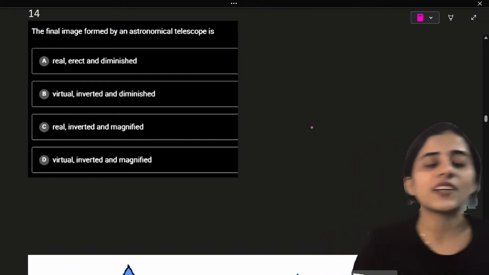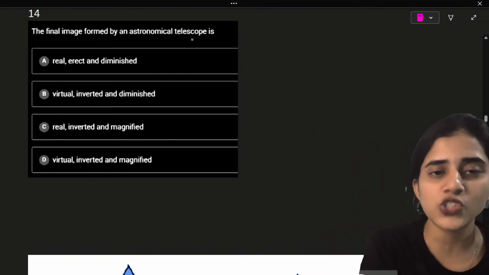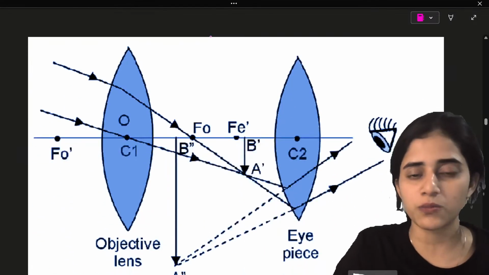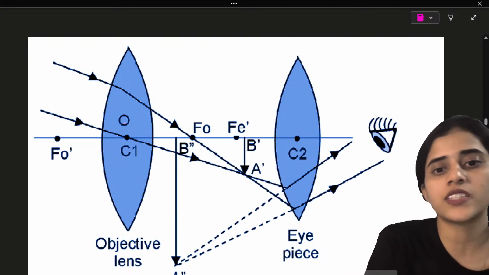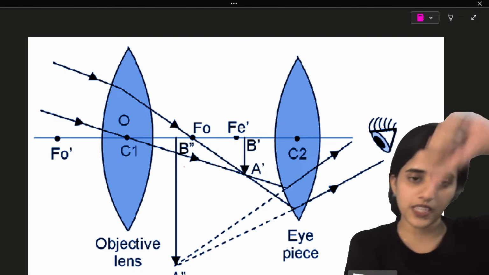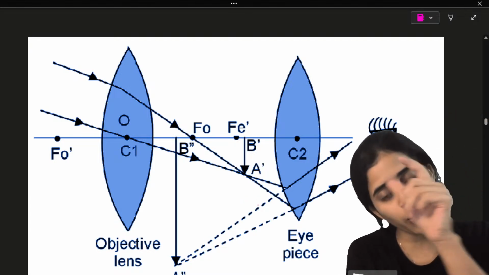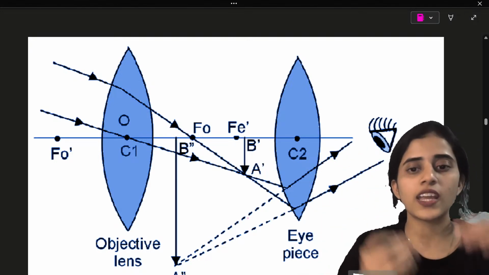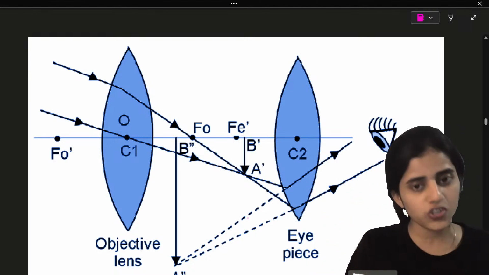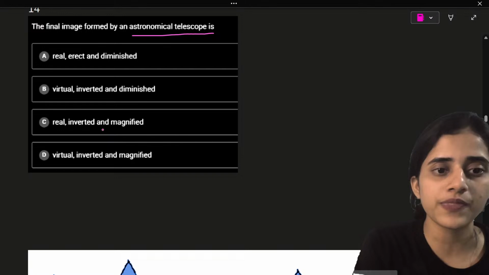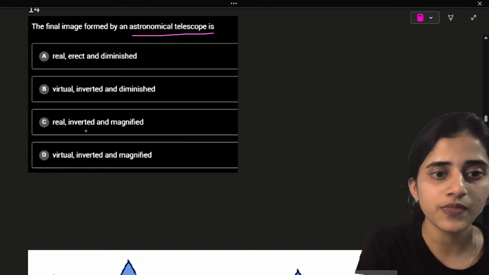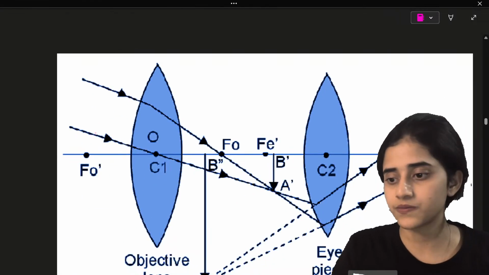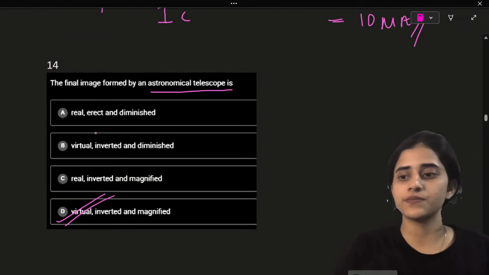Next question. The final image formed by an astronomical telescope is... For this, you might have learned this image in your book. So I just put this image so you can see. You have two lenses. You can see the image is upside down and it's enlarged, and it's not formed by actual rays. You are just extending the rays backwards. So that is virtual. Any image that is not formed by the actual ray but the extension of the ray is virtual. So it's inverted, virtual, and magnified. You can clearly see it's very big. Is this clear?